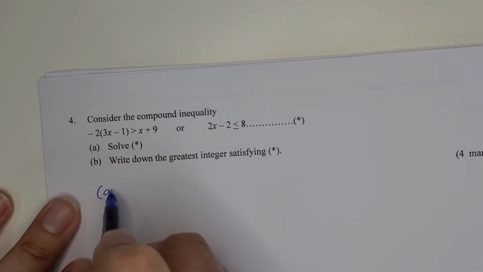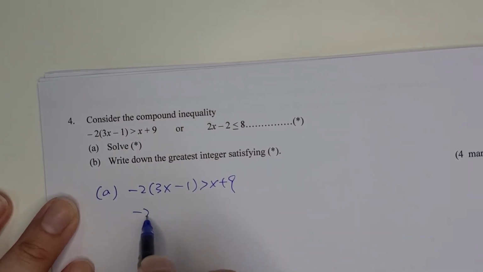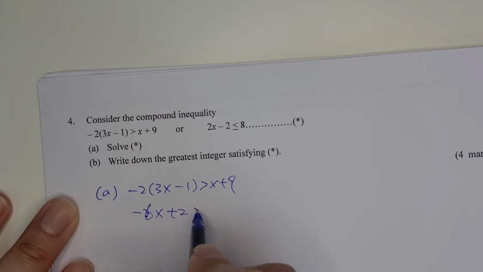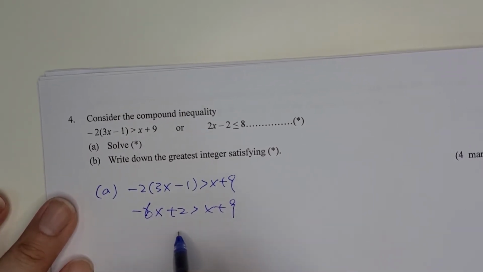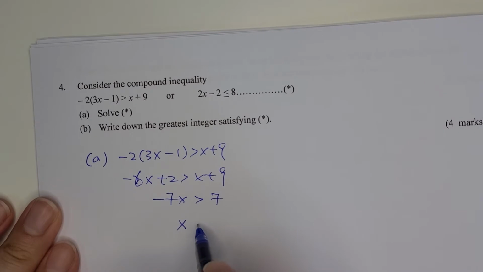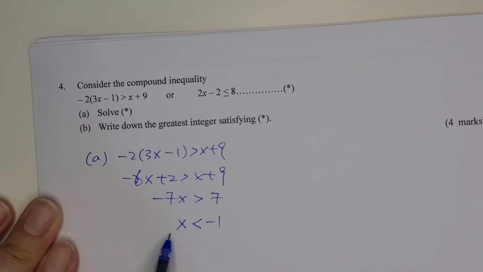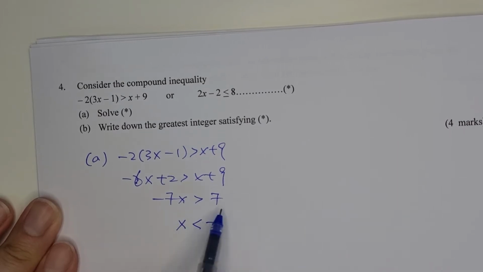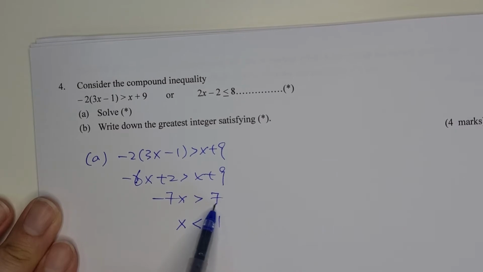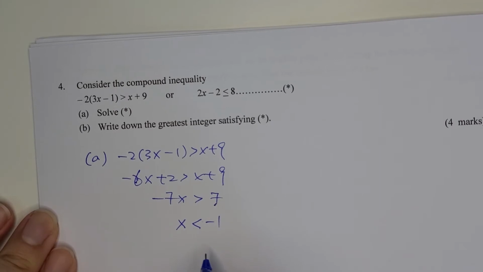Okay? So part A, you can do it separately. You solve the first one. You multiply negative 2 inside the bracket, and then transposing terms, all x on the left hand side, no x on the right hand side. When both sides are divided by negative 7, with x only on the left hand side, the inequality sign reverses the order. Right hand side, positive 7 divided by negative 7, that's negative 1. So for the first inequality, you get x less than negative 1.